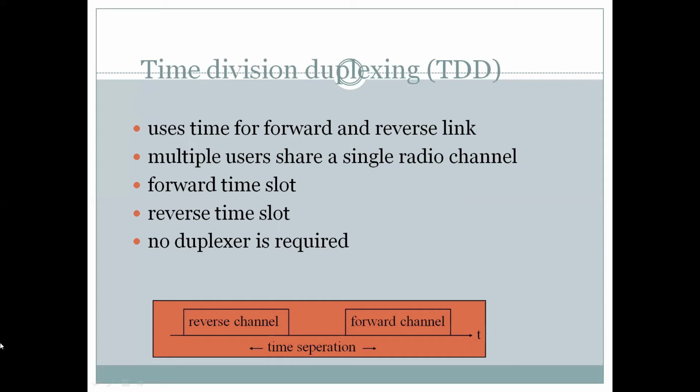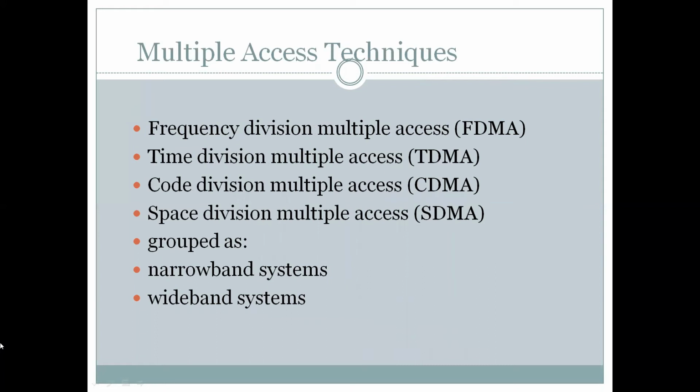Wherever there is a frequency division, duplexing or multiple access, there is a division in terms of frequency. The advantage associated with time division duplexing is that no duplexer is required since, at the same time, no two users are going to use the channel for the simple reason.